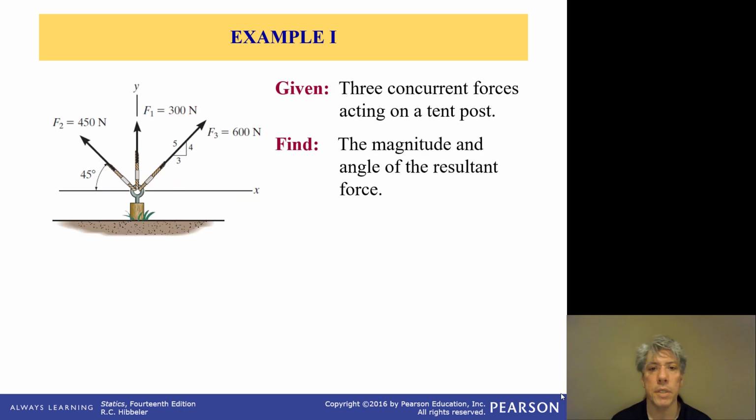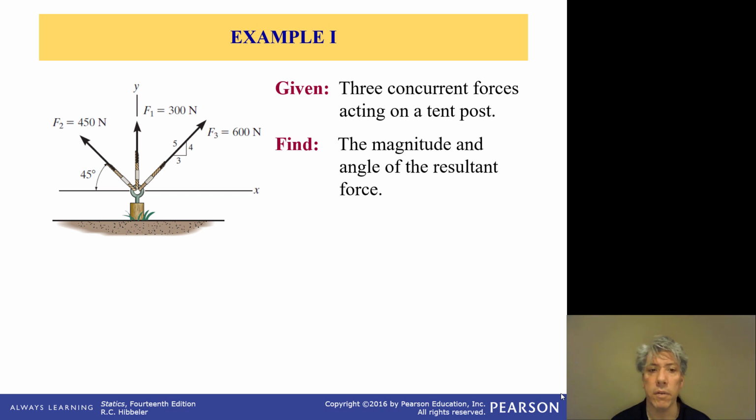Now here's an example to work through. We've got three separate forces, and we'd like to find the magnitude and angle of the resultant force. You notice that they've been given to us a couple of different ways. For example, F1 is just vertical. It has no horizontal component. So how will we deal with that? Well, you'll see in a minute.